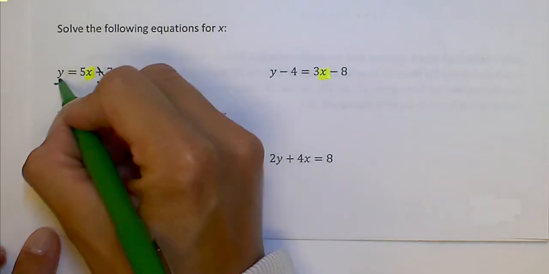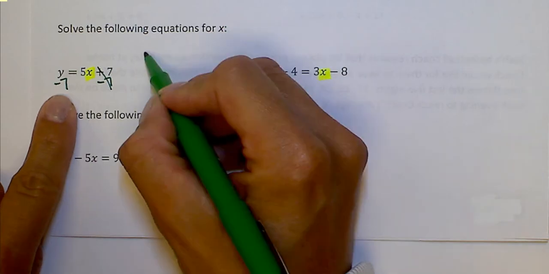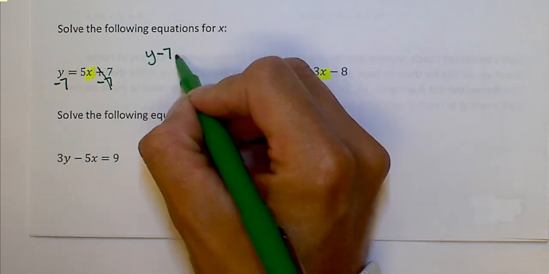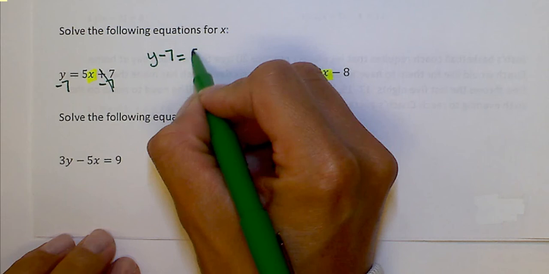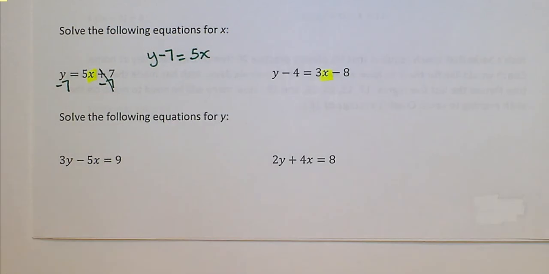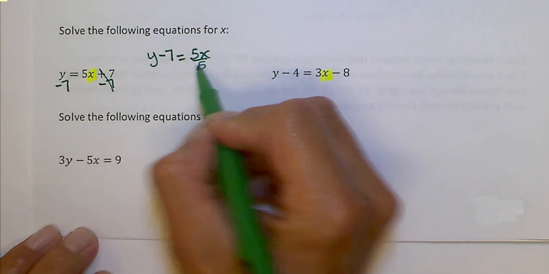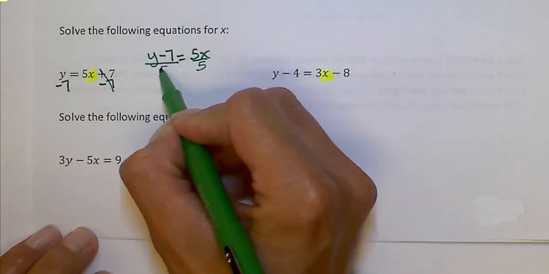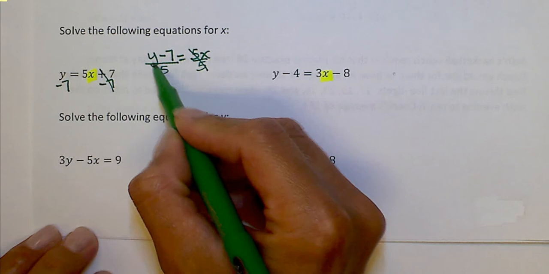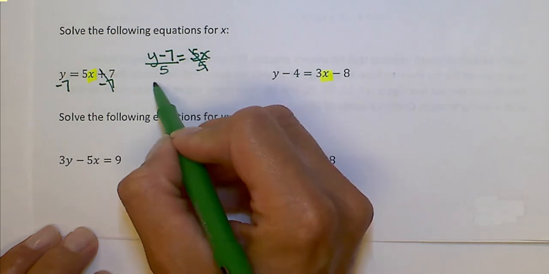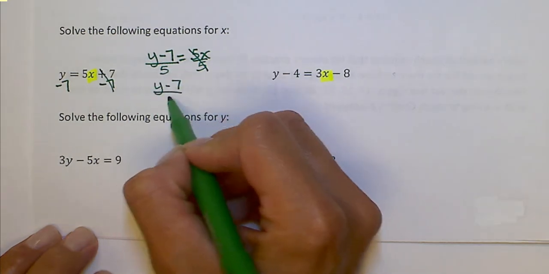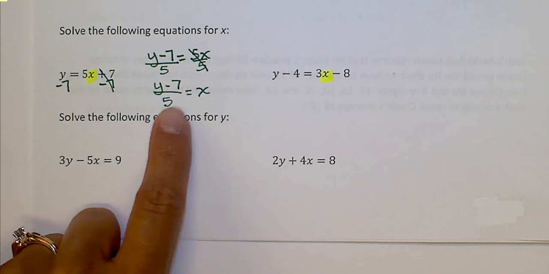But right here, I'm just going to write y minus 7. So I can't really subtract that. And that equals 5x. Now the final step is to move the 5. And the opposite of multiplying by 5 is to divide by 5. So we have to divide everything over here by 5, not just the y and not just the 7. So our final answer is y minus 7 all divided by 5 equals x for this first example.